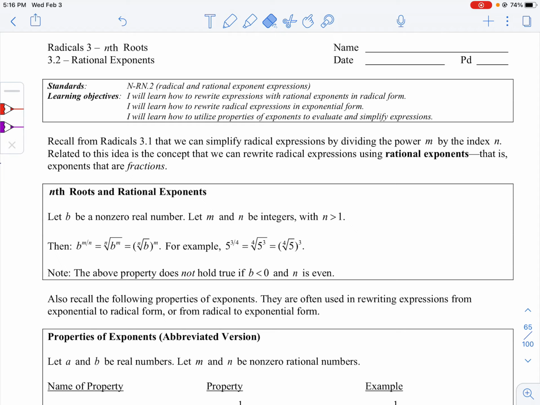So our learning objectives: we will learn how to rewrite expressions with rational exponents in radical form. We will learn how to rewrite radical expressions in exponential form. And we will also learn how to utilize properties of exponents to evaluate and simplify expressions.